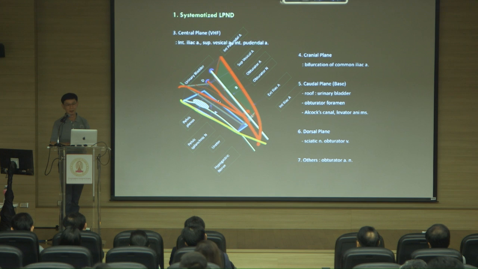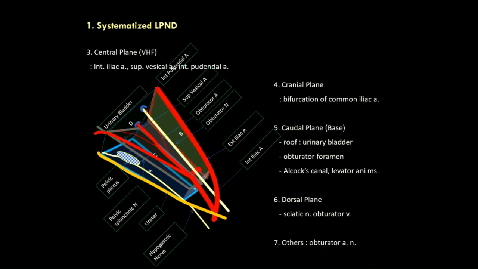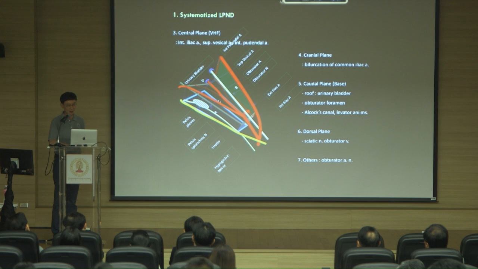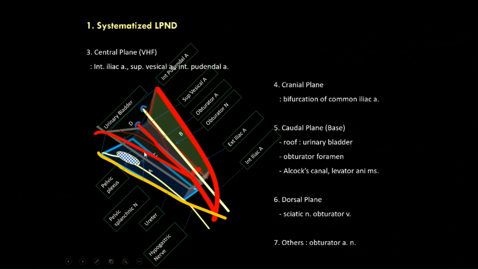So we developed the systematized lateral pelvic nodes. This is the right side of the pelvis. If you divide this right side of the pelvis into three planes, you may have two different groups between the planes. The innermost, most medial part is plane A. The outermost, most lateral part is plane B. In between are the internal iliac artery and its tributaries, plane C. The roof, the urinary bladder, is plane D. The bottom is the bony pelvis.